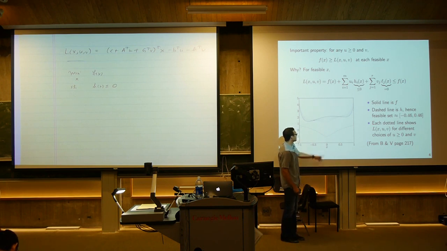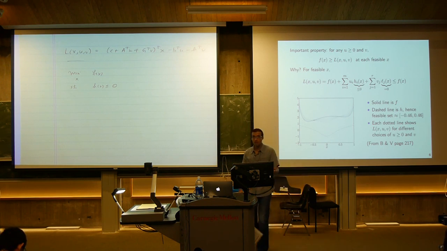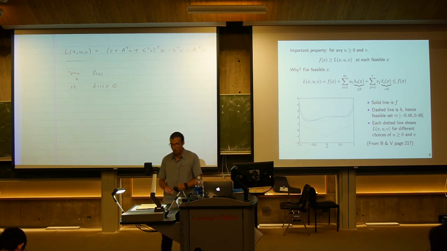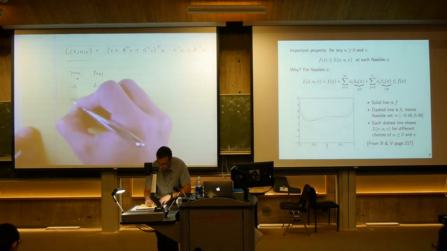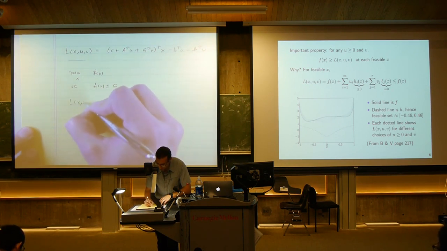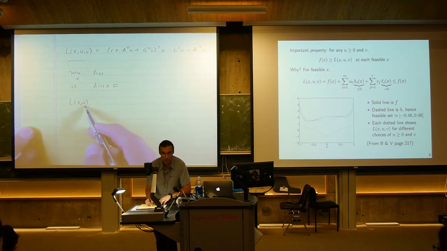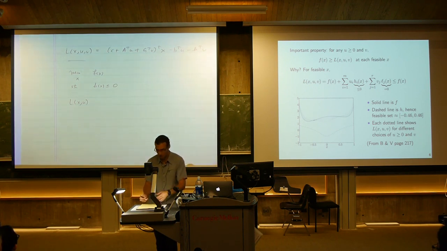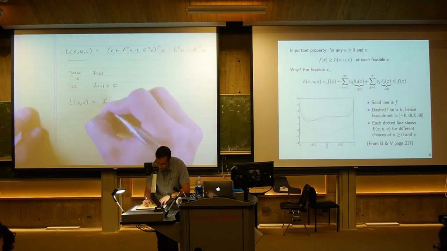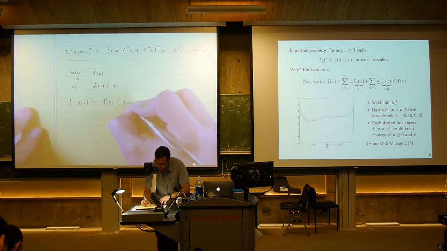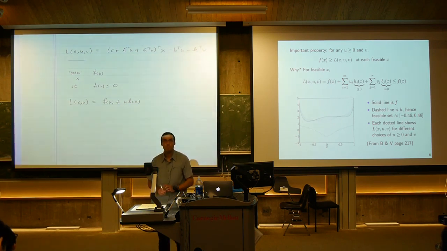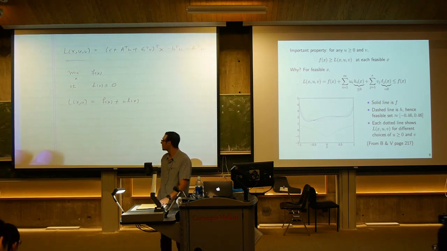What we're drawing, in these dotted lines, is the Lagrangian as a function of x for different values of u. For each different value of u, I can write down this Lagrangian. And u has to be non-negative. I have no v's here because I have no equality constraints. It looks like this, right? It's just this function.